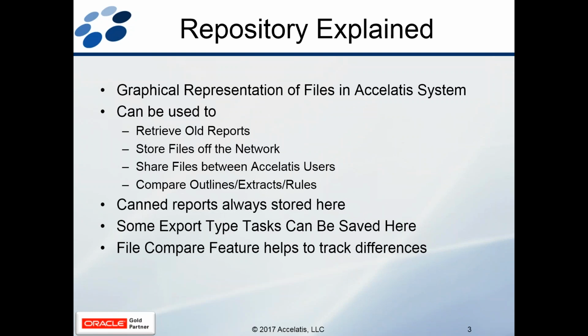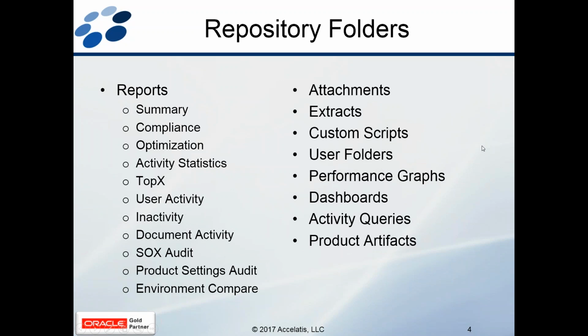The first two slides are the same exact ones you saw from weeks ago, so nothing interesting there. So some export types can be saved here. There are things like metadata extracts that you can do in HFM. You could save it to a file on the file system, but there's a checkbox as well where you can save it to the repository. This is where that is saved to. And then again, the file compare feature to help track differences, and I think I went over that, and I'll just get on to the next slide, which basically shows a layout of the repository folders.